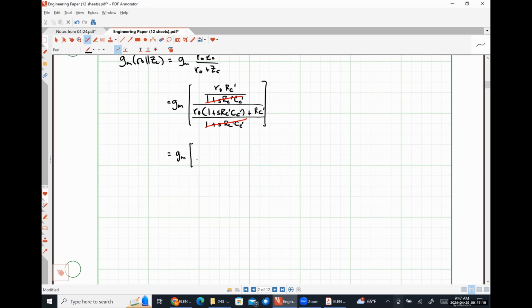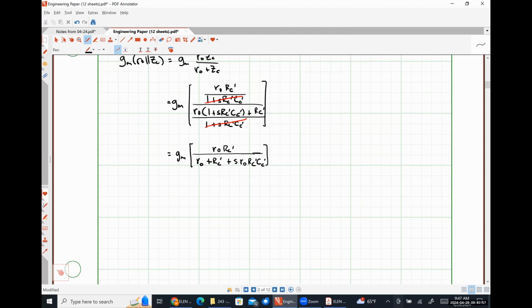So I'm going to have an R naught. I'm working on the denominator first here. So the R naught is from the R naught times 1 plus S RC prime CC prime. I'm also going to have an RC prime by itself. That's from the right-hand side. And then I have my S times R naught RC prime CC prime. So is everybody okay with that as a denominator? And then my numerator is just going to be R naught times RC prime.